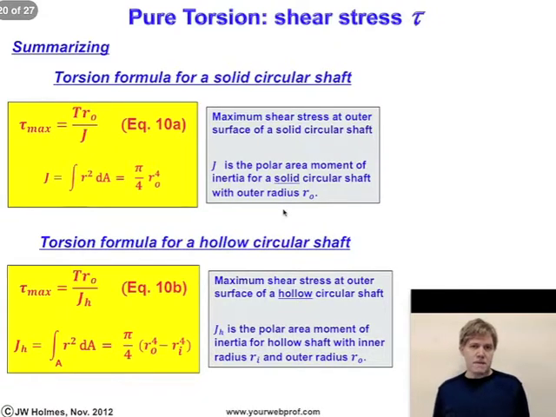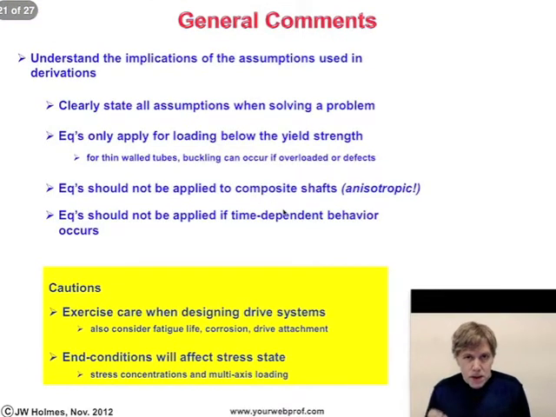All right, so summarizing. I'll just leave these for you guys to read. We've got the torsion formula for a solid circular shaft as well as for a hollow circular shaft. Okay. Now some general comments to wrap up this part B. You really need to go back to the derivation and the assumptions that we made and understand the implications of that when you go to design a shaft.